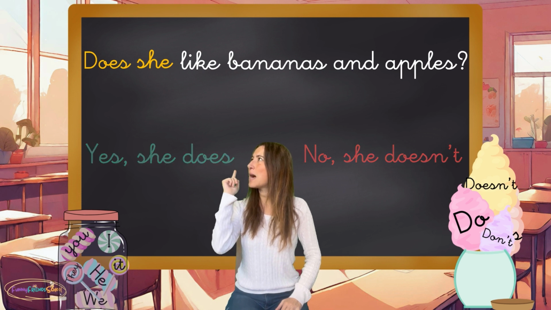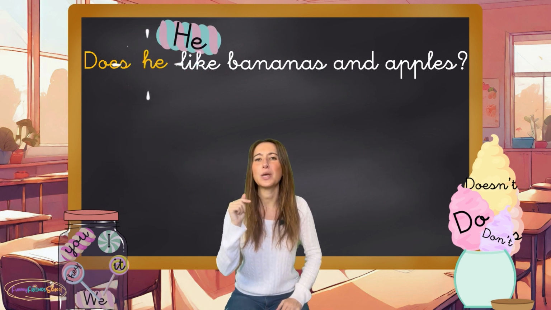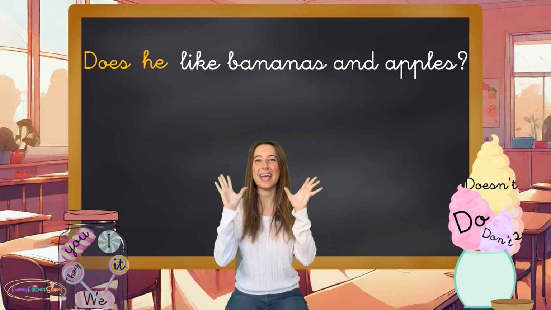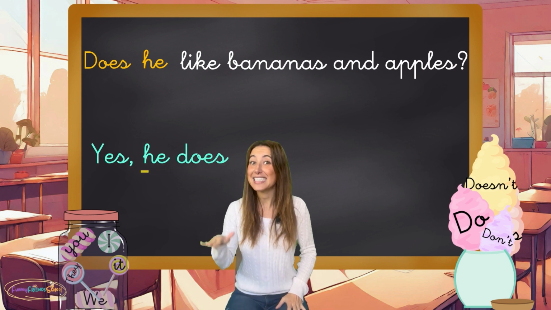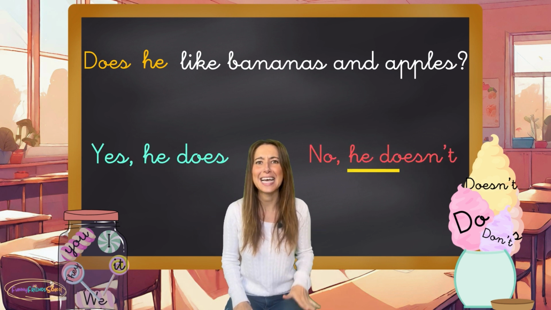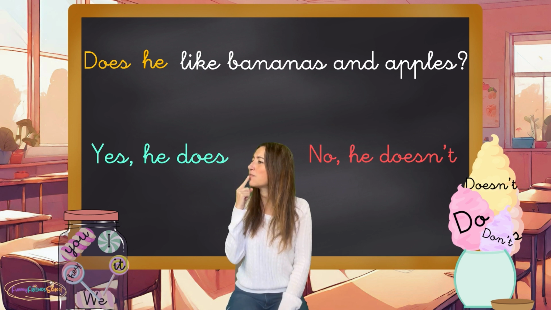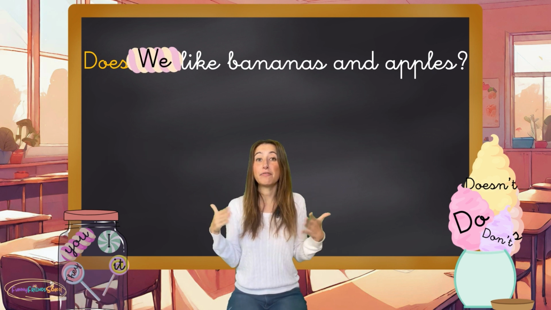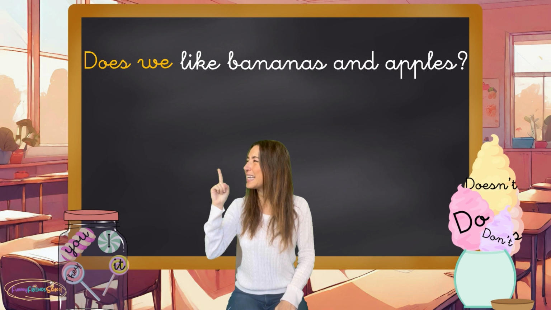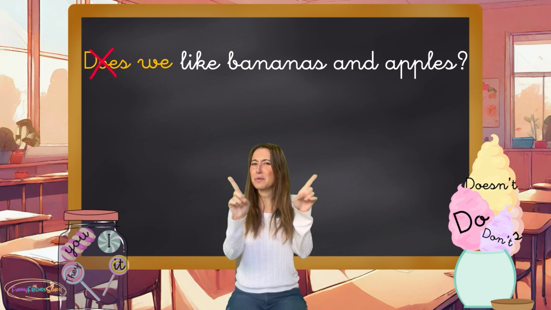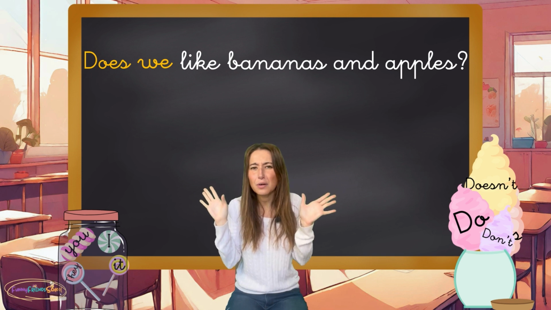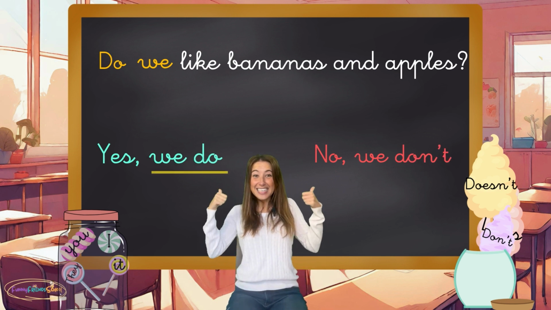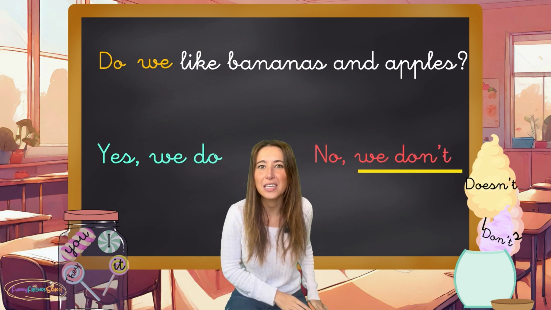And what happens if we now change that personal pronoun into he? Does he like bananas and apples? Yes, sounds perfect. And again, the answers are yes, he does, or no, he doesn't. And what about if now we use the personal pronoun we? Myself and some friends. Does we like bananas and apples? No. That doesn't sound good at all. Again, we need to say, do we like bananas and apples? Yes, we do. Or no, we don't, right?